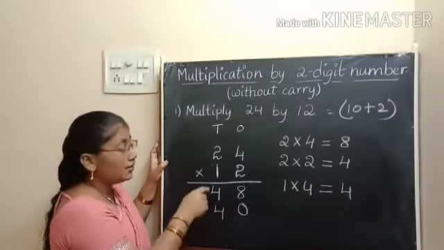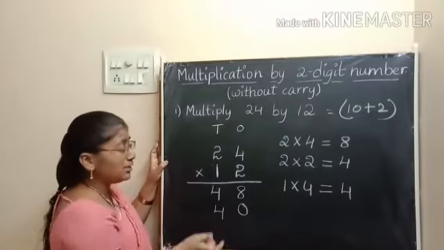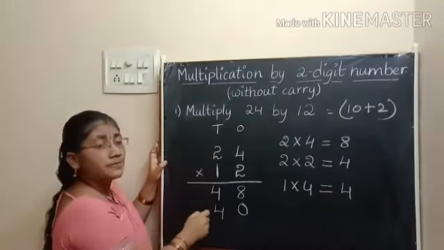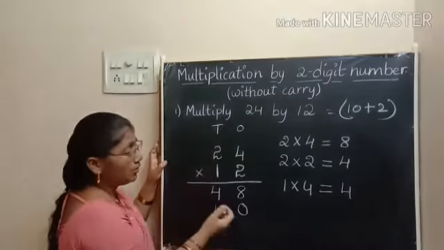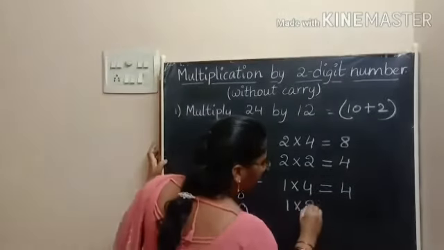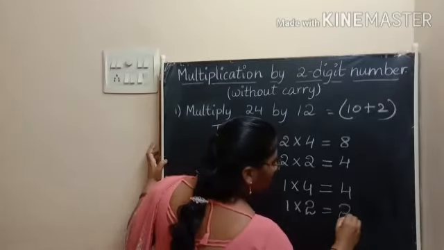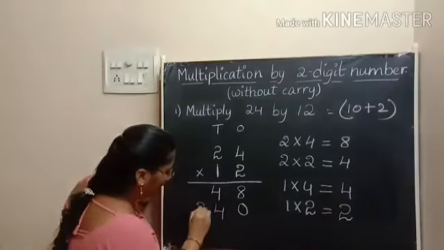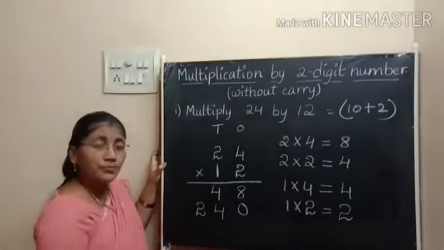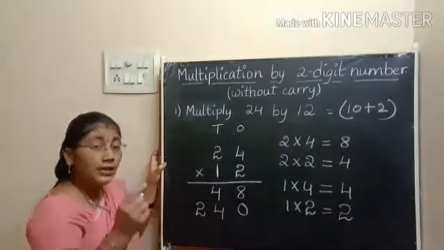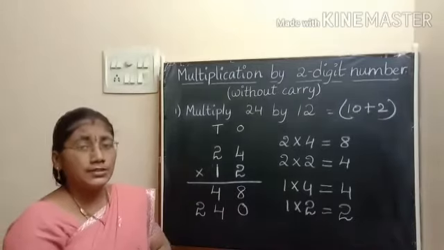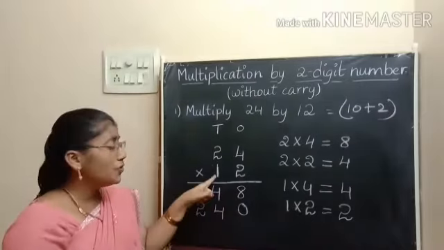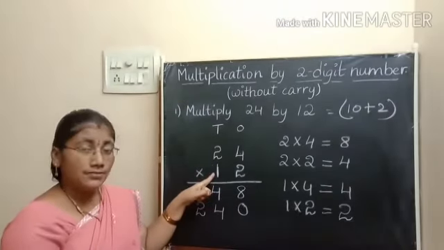Understood? Now we have to multiply 1 and 2. This is the digit in tens place. 1 into 2. How much is it? 1 into 2 is equal to 2. Is there any carry? No carry. We can write it directly here. Now we get 2 lines of results. The first line belongs to 2, and the second line belongs to 1, meaning 10. Understood, children?